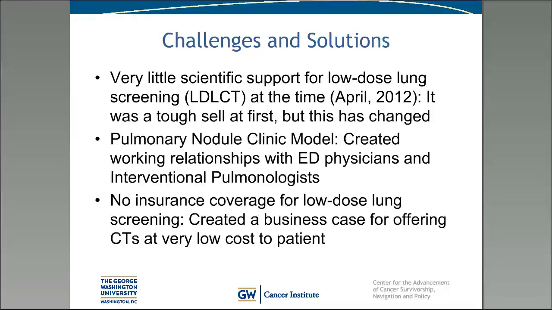Another thing we were noticing, and this is in the literature, is that most early stage lung cancers are discovered incidentally. Through some other medical problem, a nodule is found, and it's an early diagnosis of lung cancer. We were having patients come through our ER who may have come in for something completely different, but on chest x-ray, there's a suspicious finding. So we wanted to develop a relationship between the ED physicians, our interventional pulmonologists, and our lung team so we could follow up with those patients. We didn't want them to fall through the cracks. And so we developed this model, a pulmonary nodule model clinic.